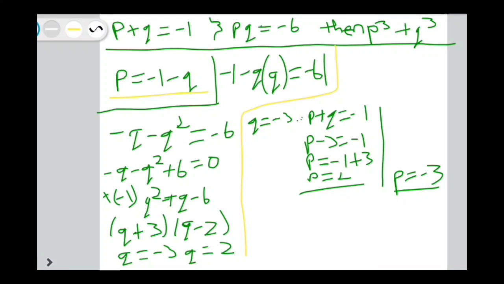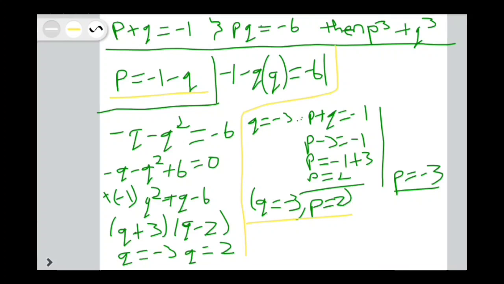Both of these values, if substituted back into equation 1 and equation 2, which are P plus Q is equal to negative 1 and PQ is equal to negative 6, solve the equations. So using one of these two combinations, we can solve for our P cubed plus Q cubed. I'm going to use our first answer, which was Q equal to negative 3 and P equal to 2.